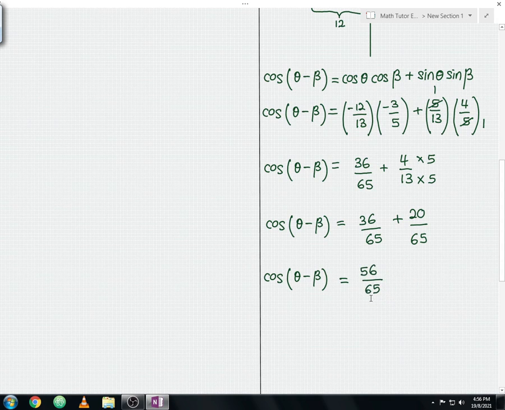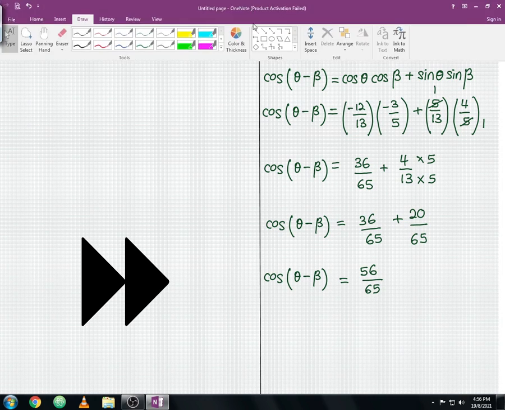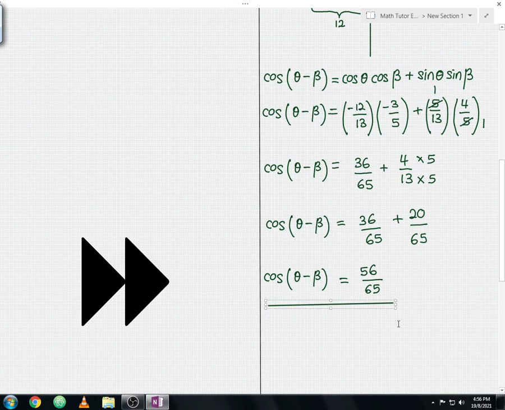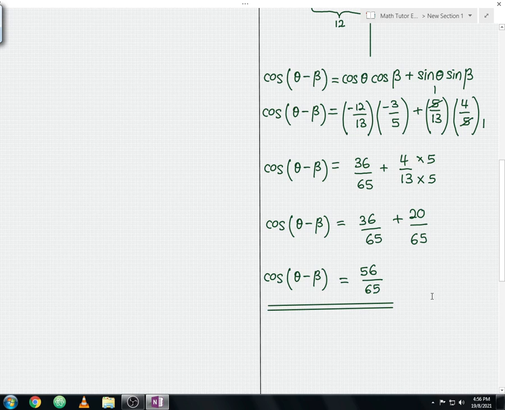Let me underline the solution for question part B. That is all for the step-by-step working and solution for this question. I hope you understand the full working that I've shown to you.